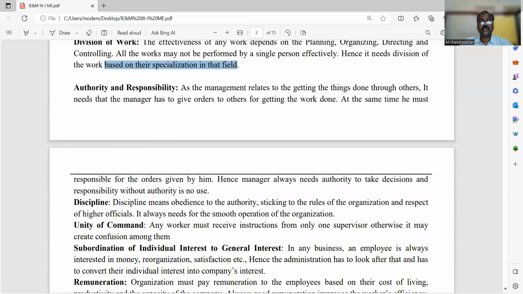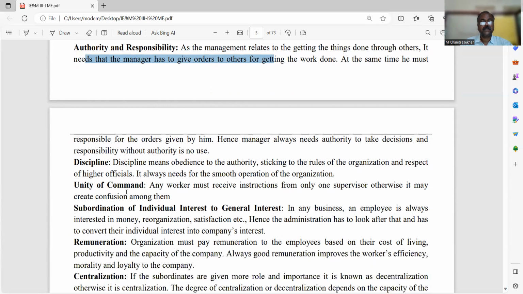Authority and responsibility. As management relates to getting things done through others, the manager has to give orders to others for getting the work done. At the same time, he must be responsible for the orders given by him. Hence, a manager always needs authority to take decisions, and responsibility. Without authority, there is no use.